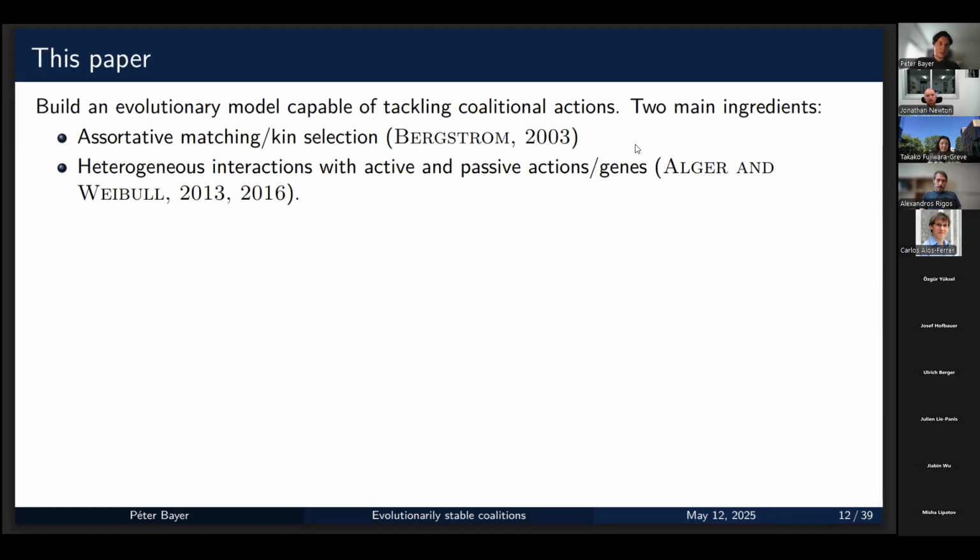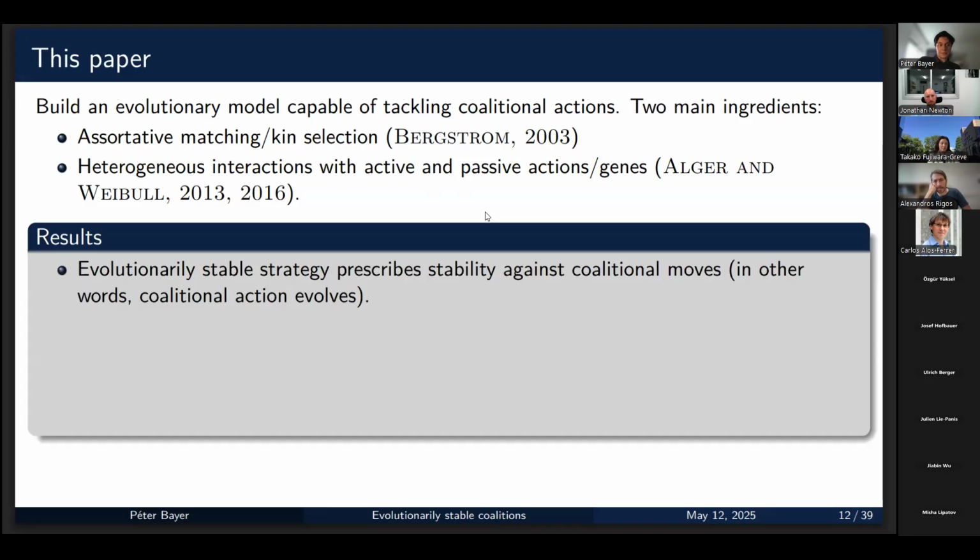Okay, what am I talking about in this paper? Because this is not really what I'm talking about. This is just all providing motivation as to why coalitional interest is interesting. I'm trying to build an evolutionary model capable of tackling coalitional actions. And the two main ingredients that I will use are assortative matching or kin selection, and what I will call heterogeneous interactions with active and passive actions. I will make this more explicit. I will present you some results.